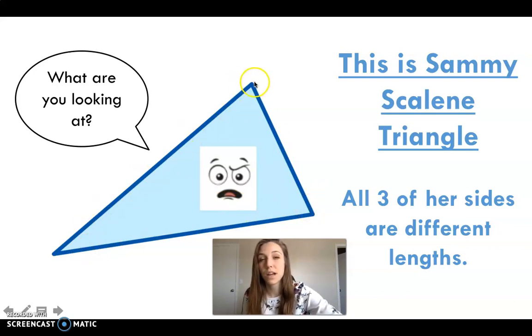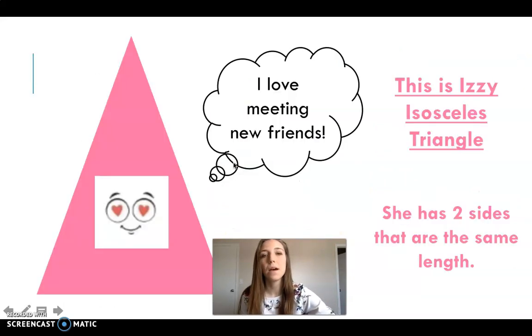So for example, right here, this side, and this side, none of them are the same size. All of them are different, so that makes it scalene. So Sammy Scalene, none of her sides are the same, okay? This one could be maybe 2 inches. This one could be 6 inches. And maybe this one could be 5 inches. They're all different sizes. So that's Sammy Scalene, okay?